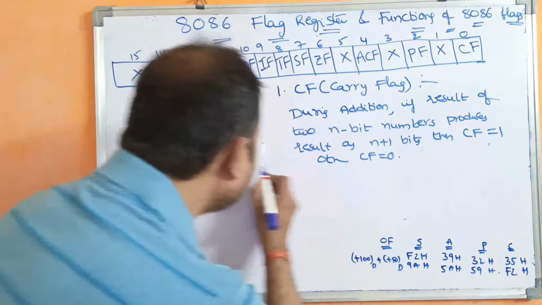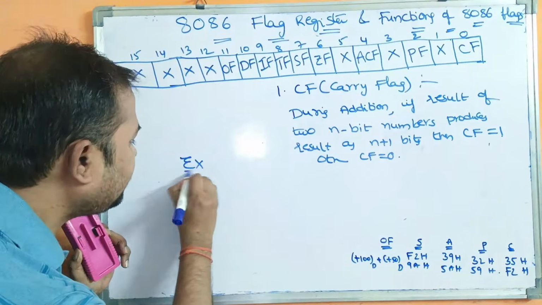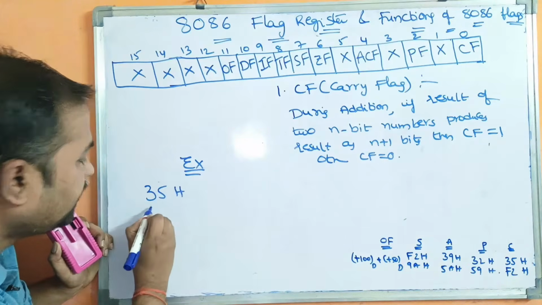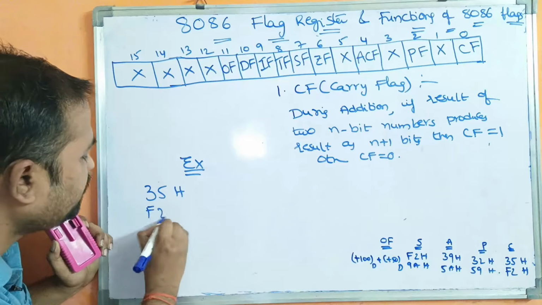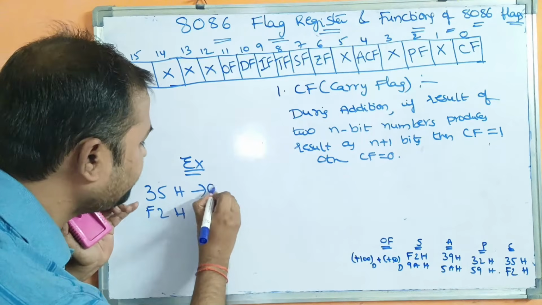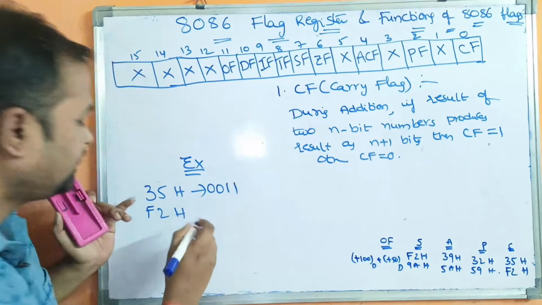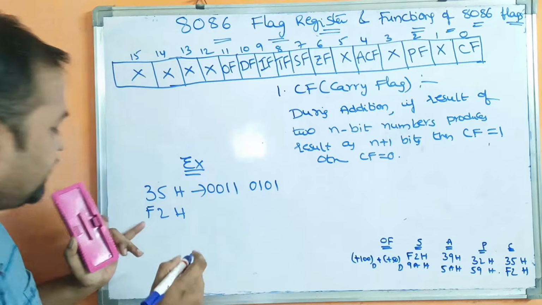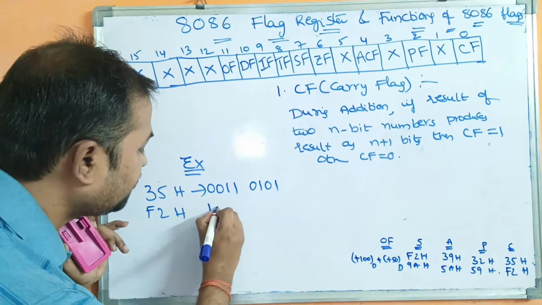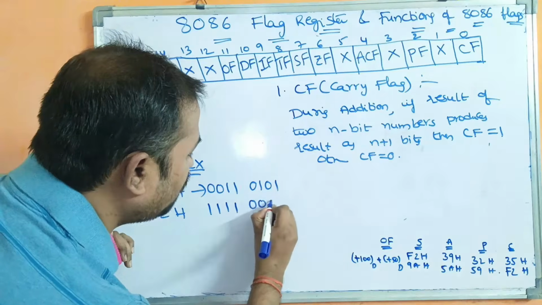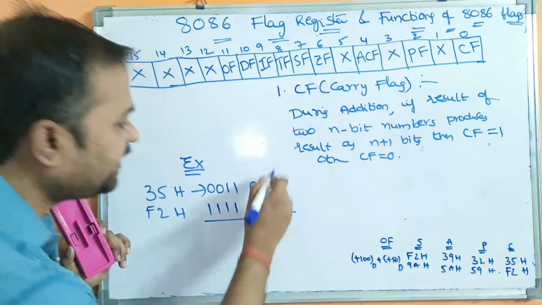Okay. Let us take an example for the carry flag. Let the first number be 35H, whereas the second number is F2H. Let us represent them in binary notation. 3 means 0011, 5 means 0101. Whereas F means 15, so 15 means all ones, and 2 means 0010.